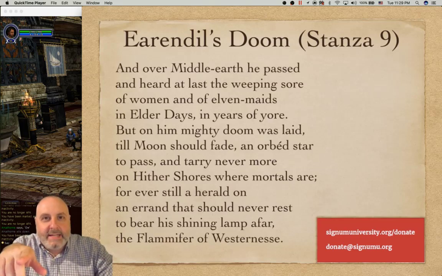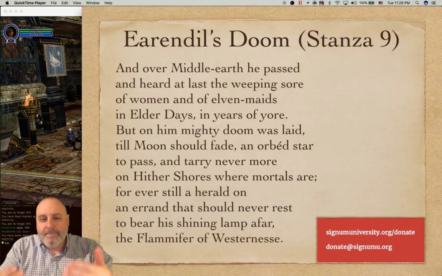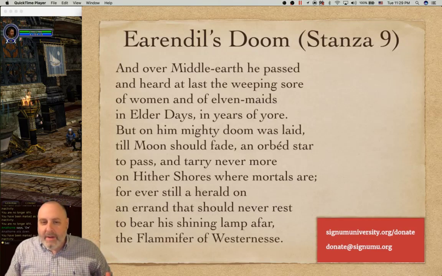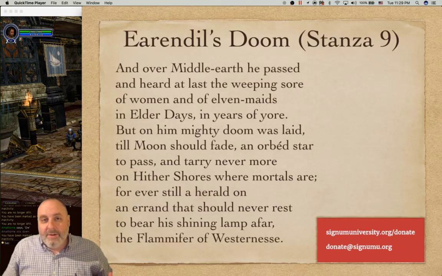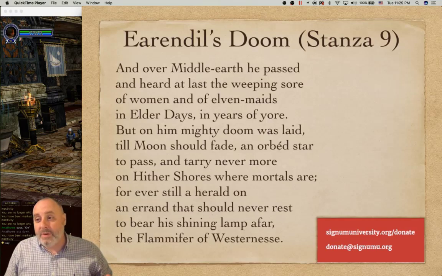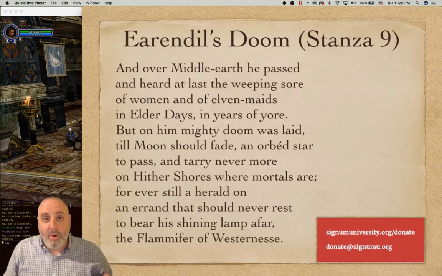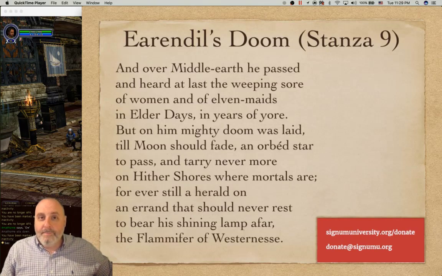Yeah, and Mike, let's follow that up for a second. What kind of angle is it? The angle is from hither shores where mortals are, right? This is a mortal point of view poem. Looking at Earendil and Earendil's story from the point of view of a mortal, right? Exactly. This is, Matt, as you were suggesting, a poem about what happens to mortals when they go to the world's end, right? When they go to Valinor.